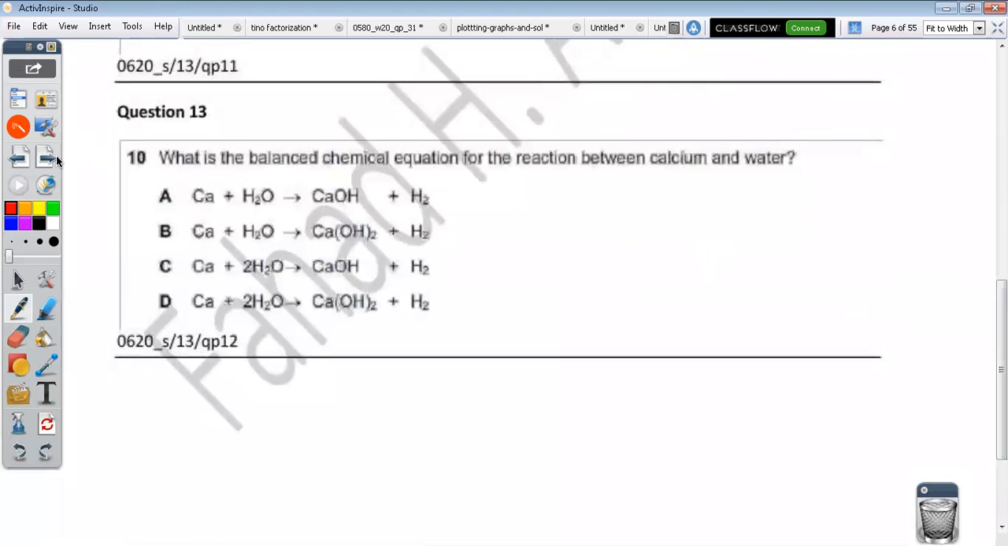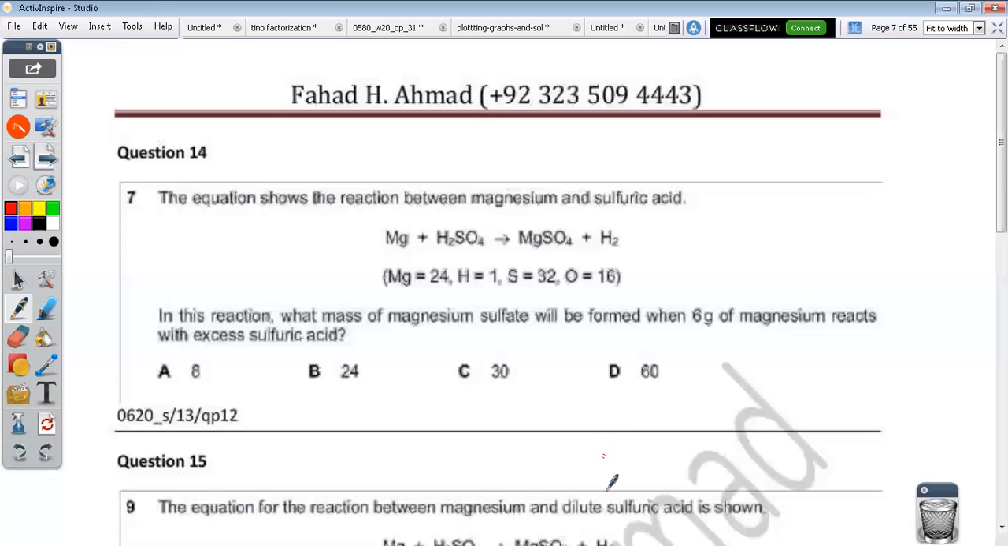The chemistry. Now look at this now. This is where it starts getting exciting. So now they don't want you to go to the periodic table. They've given you this. The equation shows the reaction between magnesium and sulfuric acid, balanced for you. What mass of magnesium sulfate will be formed when 6 grams reacts with excess acid?